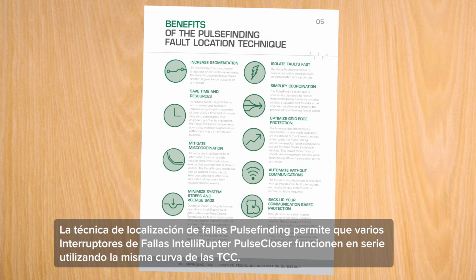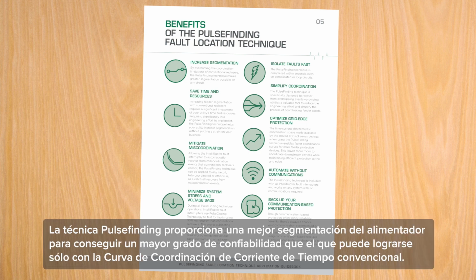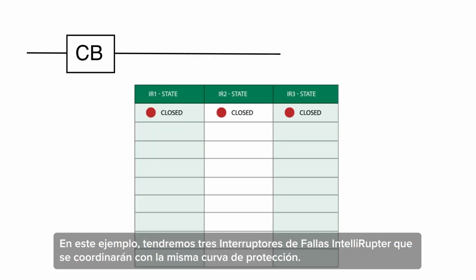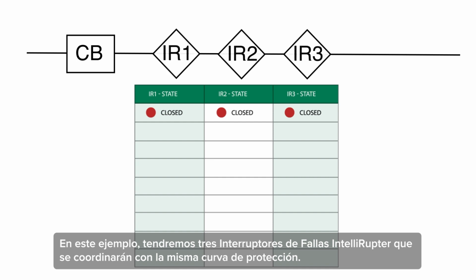The PulseFinding fault location technique allows multiple IntelliRupter PulseCloser fault interrupters to operate in series using the same TCC curve. The PulseFinding technique provides better feeder segmentation for a higher degree of reliability than can be achieved by conventional time-current coordination alone. In this example, we'll have 3 IntelliRupter fault interrupters that will be coordinated with the same protection curve.